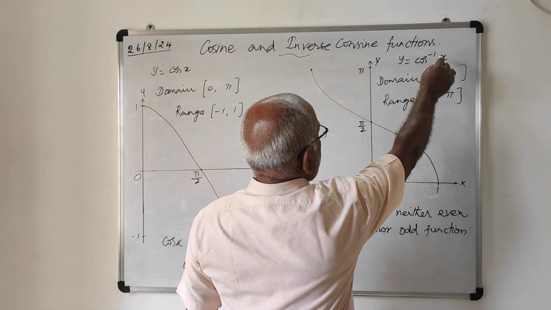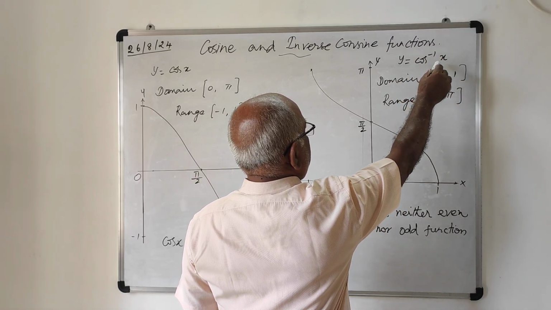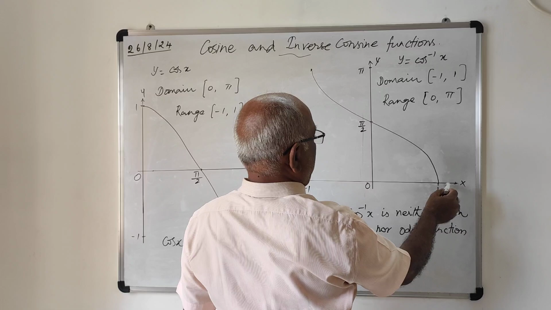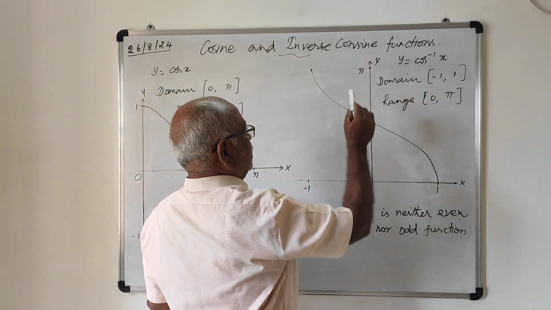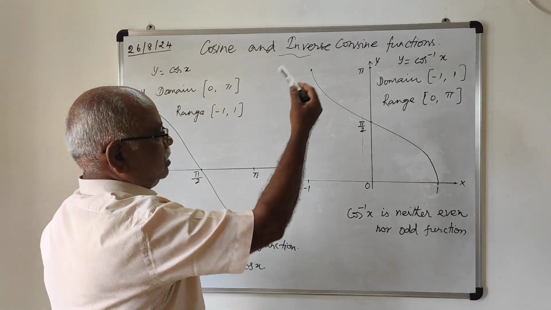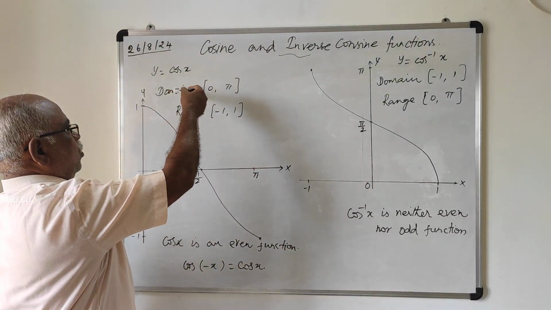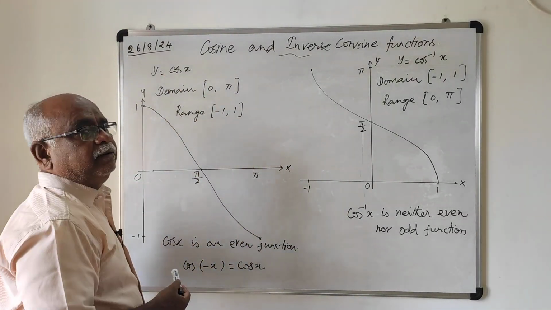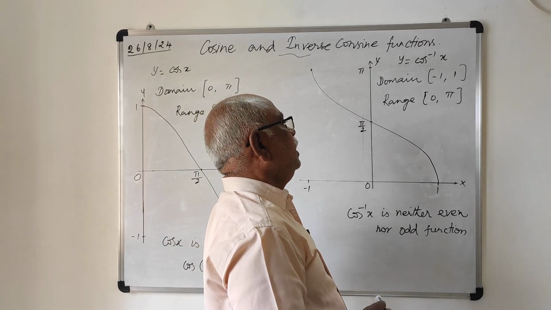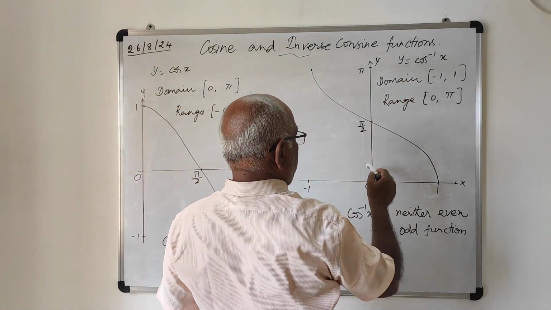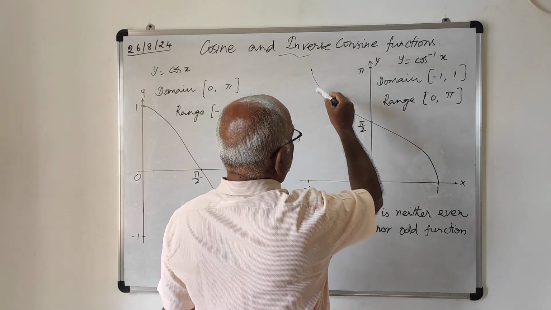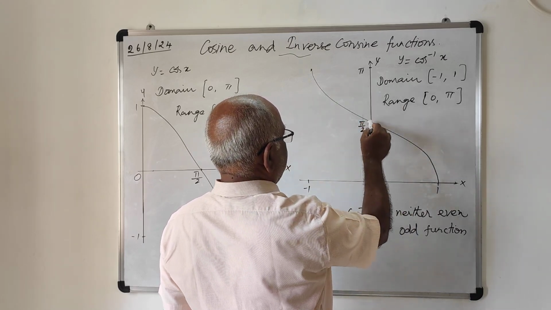Y equal to cos inverse x. The domain of this inverse function is minus 1 to 1 and the range is 0 to pi. The domain and range of cos inverse are interchanged with the range and domain of the cosine function. The domain of cos inverse is minus 1 comma 1 and the range is 0 to pi. And this is the graph, and it cuts the y-axis at pi by 2.